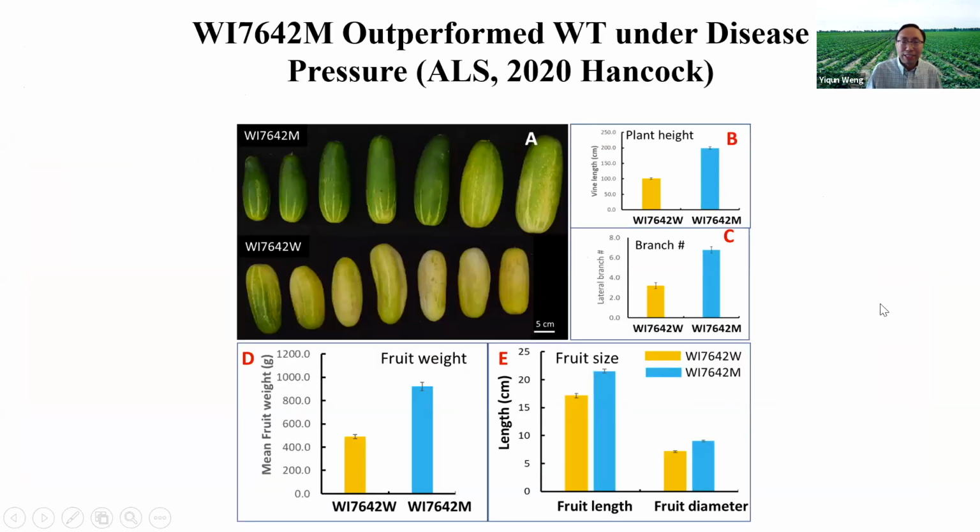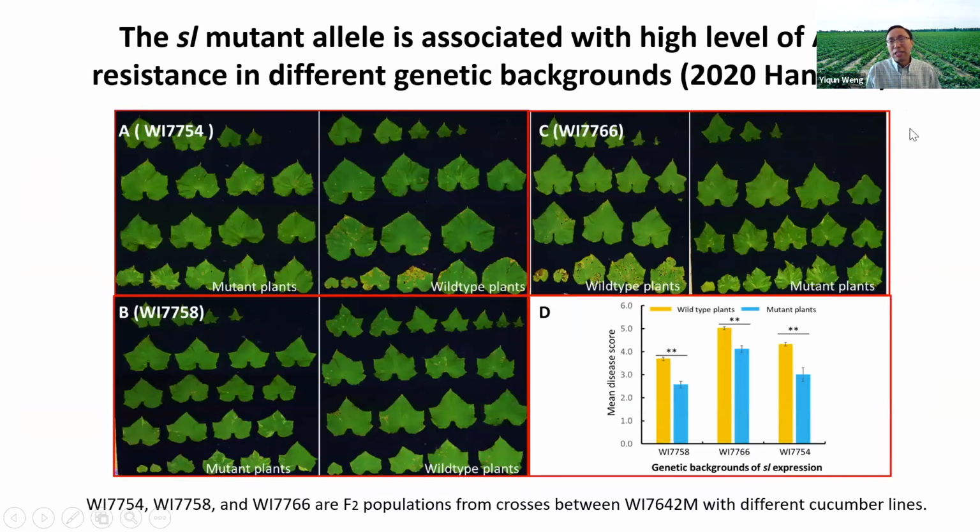At the end of the season, we measured the fruit-related traits and found no significant difference. Basically, the mutant performs much better than the wild type under disease pressure. In the same field, we grew different populations. We found all the plants carrying the mutant allele have better resistance than those carrying the wild alleles, which is true in different populations. This suggests that the resistance is independent of genetic background.